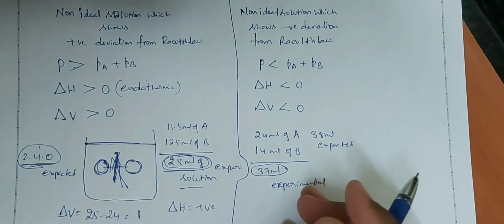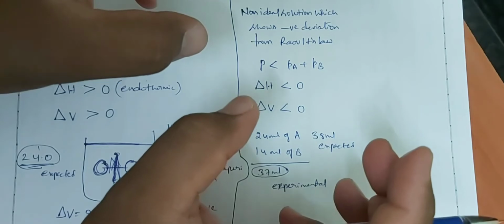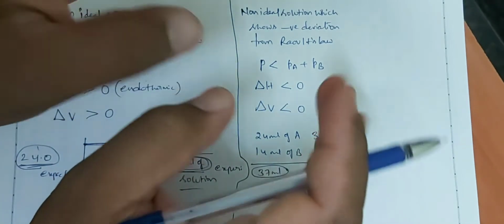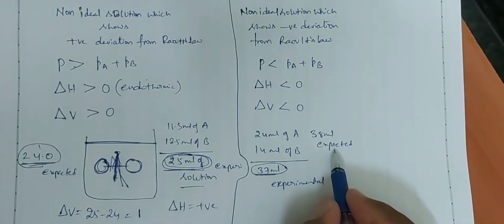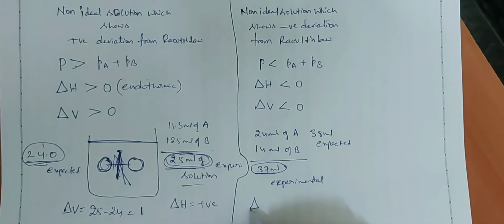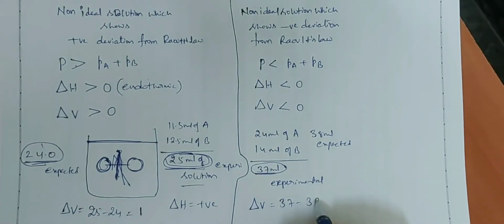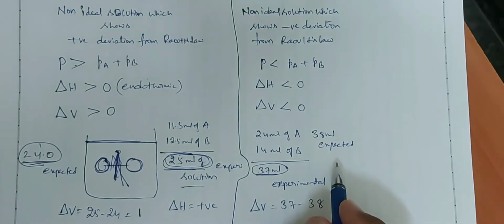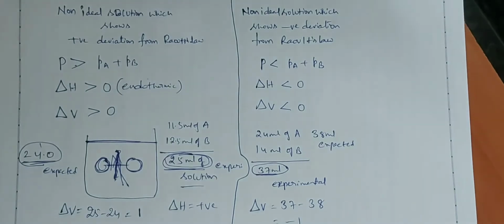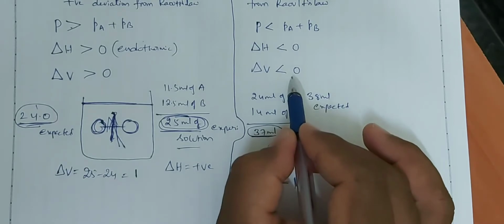Because new attractions are formed. When new attractions are formed, the molecules come closer. When they come closer, the space between them decreases and automatically the volume decreases. So it is showing 37 ml only. Our expected value is 38 ml, but it is showing 37 ml. Then delta V is equal to 37 minus 38, experimental value minus expected value. It becomes minus 1. Minus 1 means less than 0. That's why I wrote delta V is less than 0.